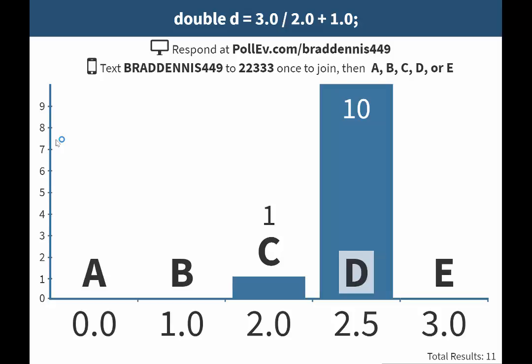So here's the equation. double d is equal to 3.0 divided by 2.0 plus 1. Right, left to right. There's no confusion on precedence. This resolves first to 1.5, then we add 1. You can see in the earlier section, most everybody got it right.